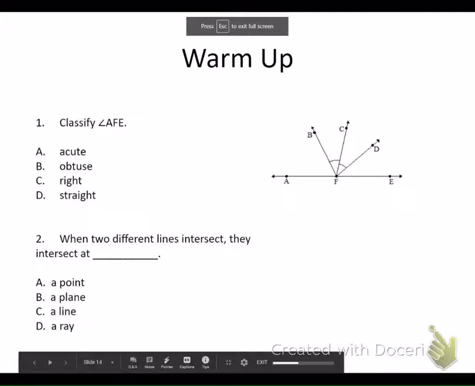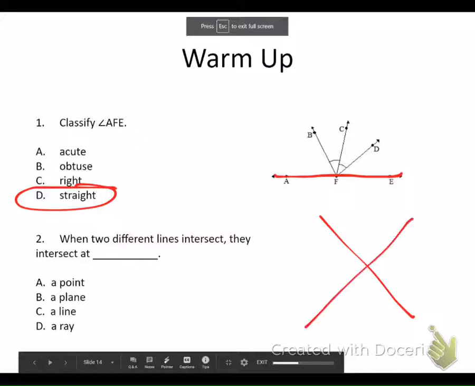Section 3.2, first our warm-up says to classify angle AFE, which is right here. That is a straight angle. Number 2, when two different lines intersect, they intersect at a point.